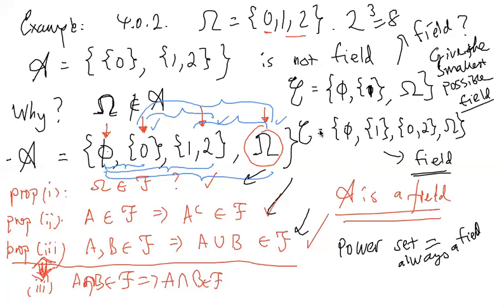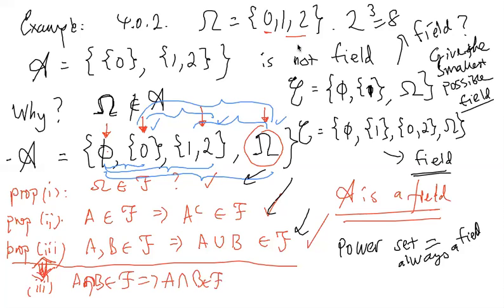What's the smallest possible field that you can construct? So as you can see, there are many different fields. Given an omega, you can make many different fields. In this case, the largest field that you can get is equal to the power set, right? How about the smallest one? Is it the null and omega set?